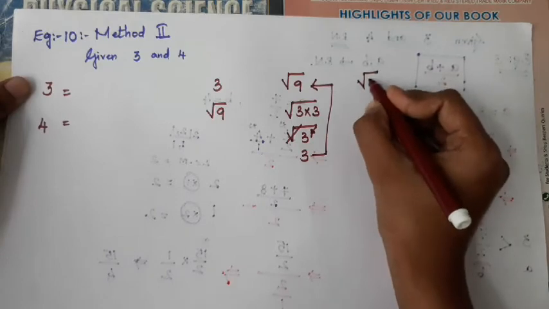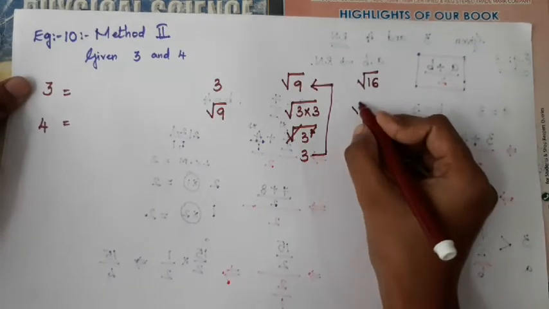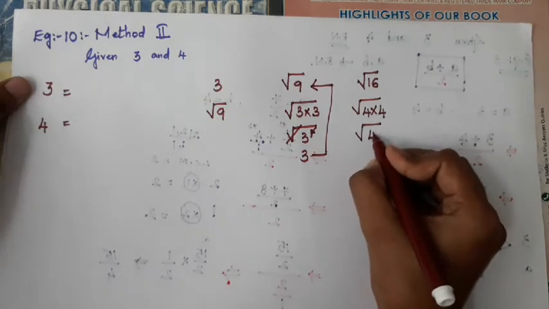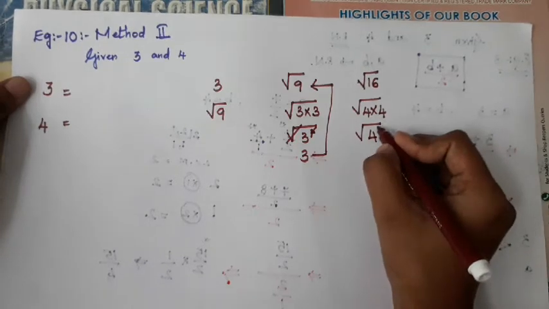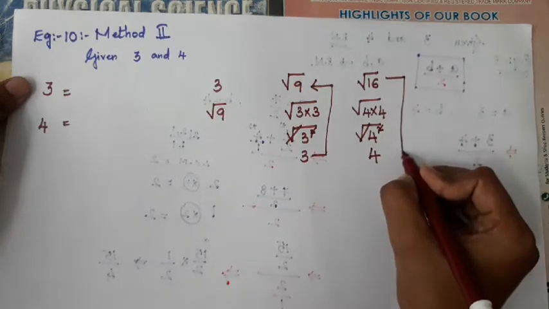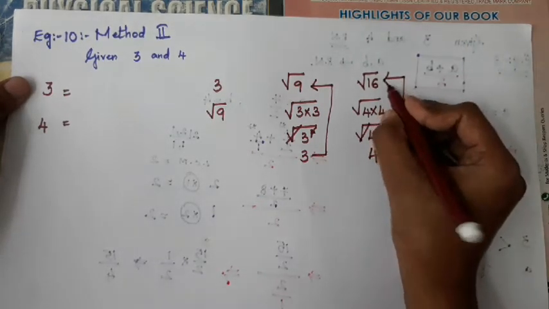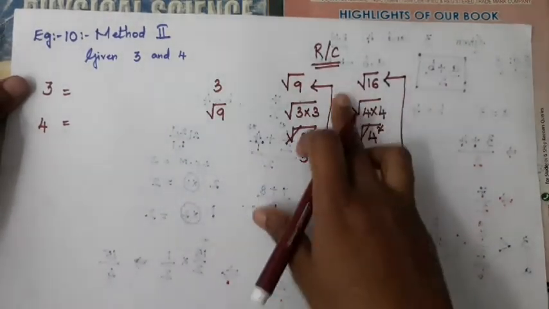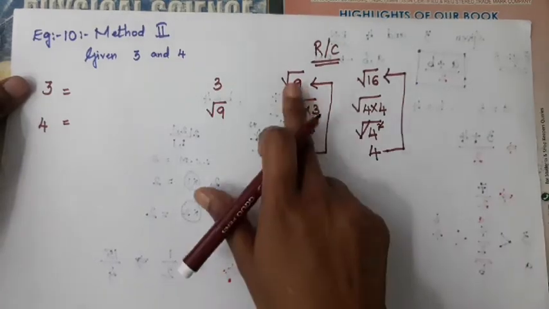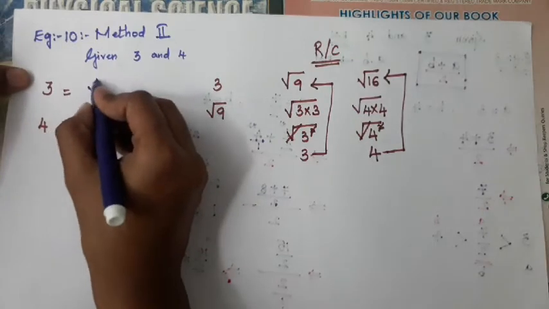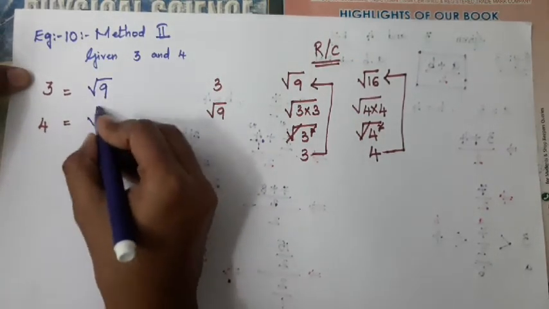Same thing for 4. How can we write 4? Root 16. That is nothing but 4 fours are 16, that is 4 square. The square root gets cancelled. What is the answer? 4. So in place of 4 we can write root 16. Yes or no? This is your rough column. So 3 is nothing but root 9, and 4 is nothing but root 16.